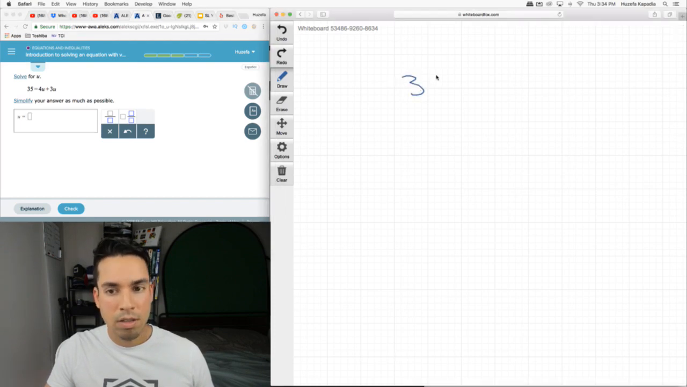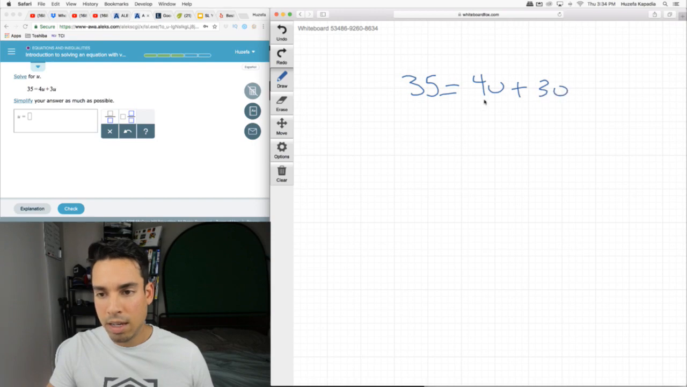Last but not least, 35 equals 4u plus 3u. Let's add these guys together, and we get 7u equals 35. Multiplying by 7, so we divide both sides by 7, and we get u equals 35 divided by 7, which is 5.